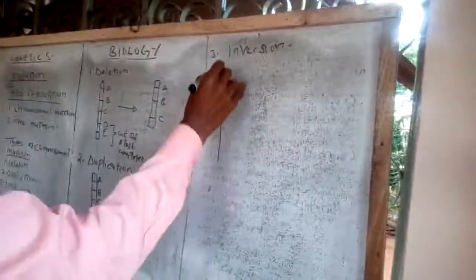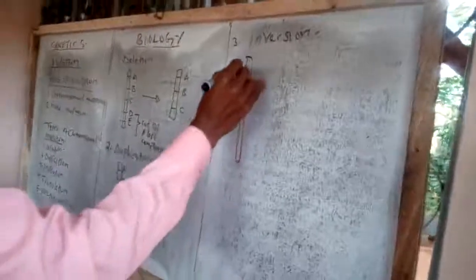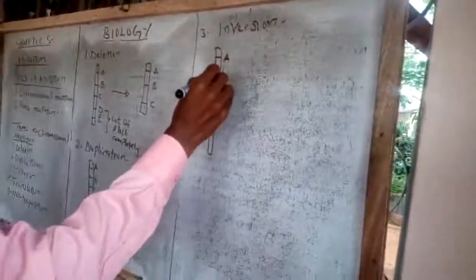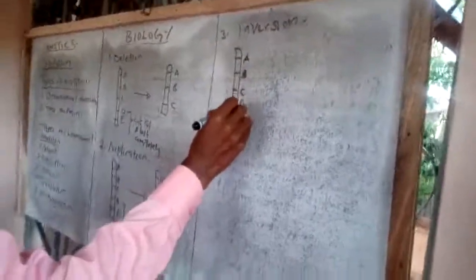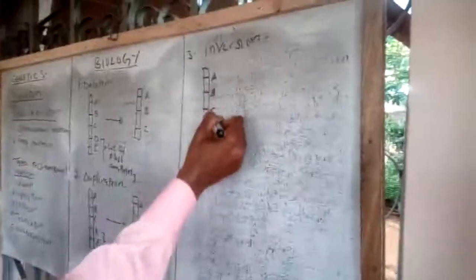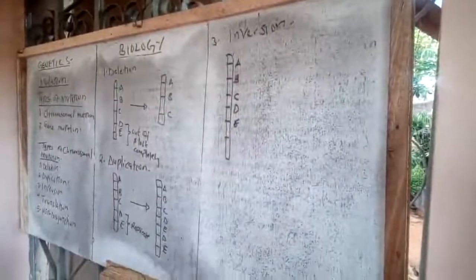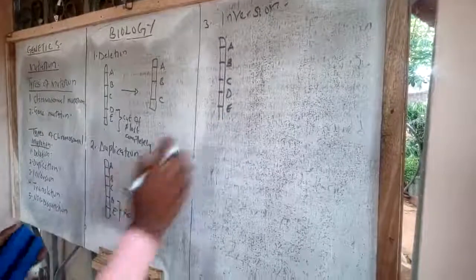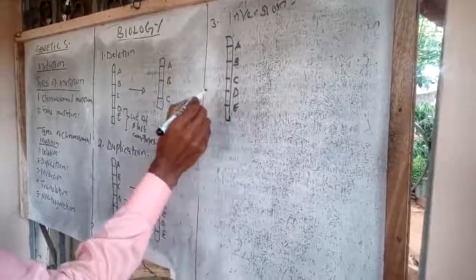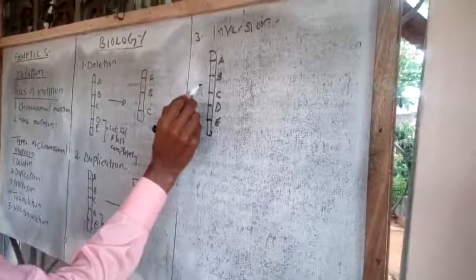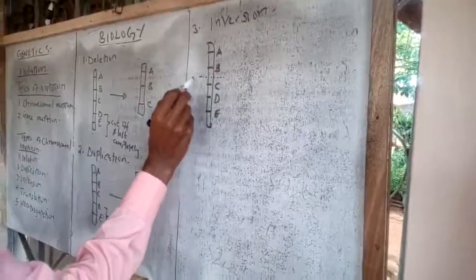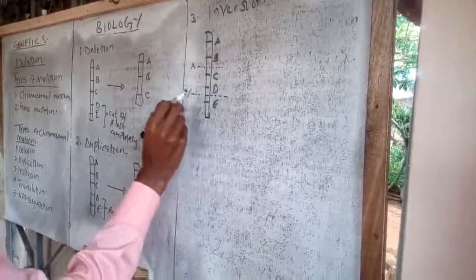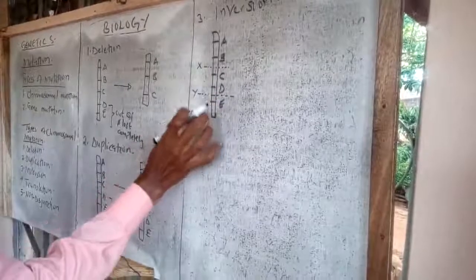I can have the same chromatid, and therefore I have the genes here. We have A, B, C, D, E, A, B, C, D, E, like that. And as far as the middle piece is concerned, for example, we can say that at this point we have the chromatid breaking, and it breaks at point X, and also it breaks at point Y. Therefore, you can see there is breaking at point X and also at point Y.